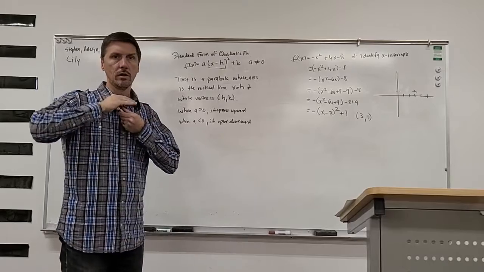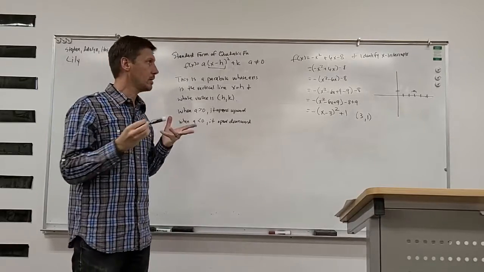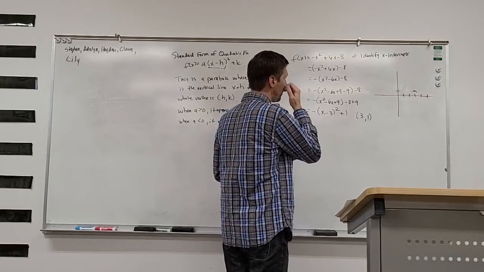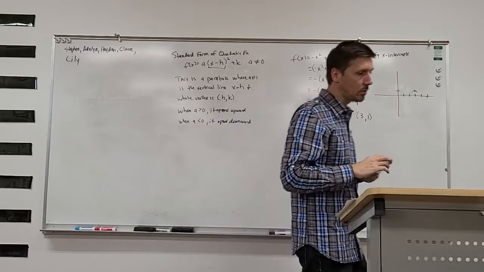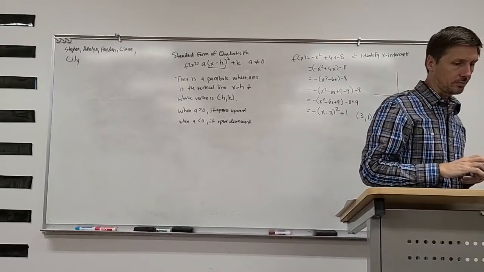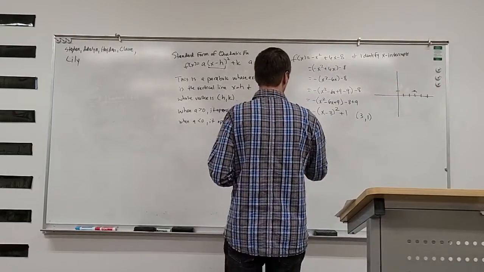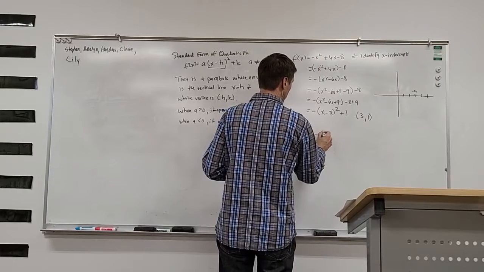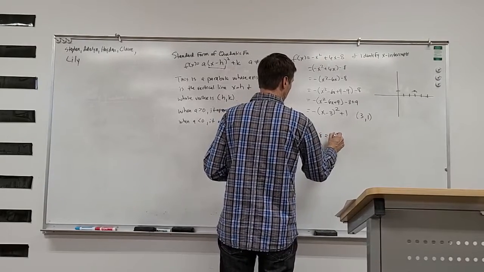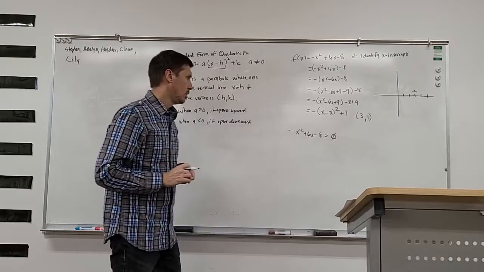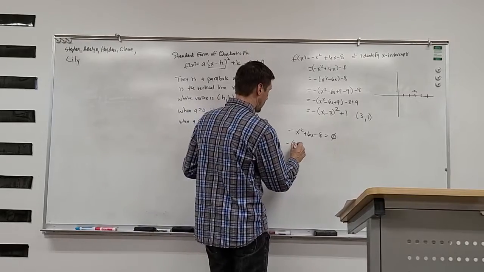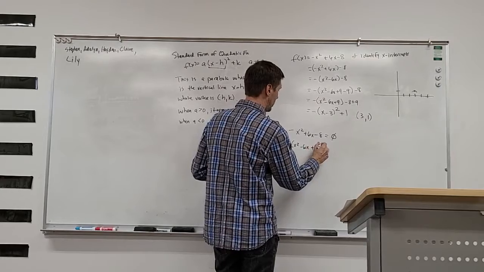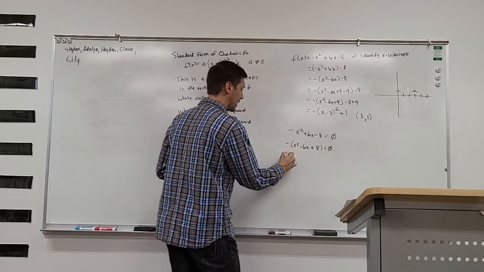Any questions so far? So the next step is find our x-intercepts, and the way that we do that is we take our equation and we set it equal to 0. And so our original equation was negative x squared plus 6x minus 8 equals 0. We need to factor out this negative sign here, x squared minus 6x plus 8 equals 0. And we can actually factor this guy, right?